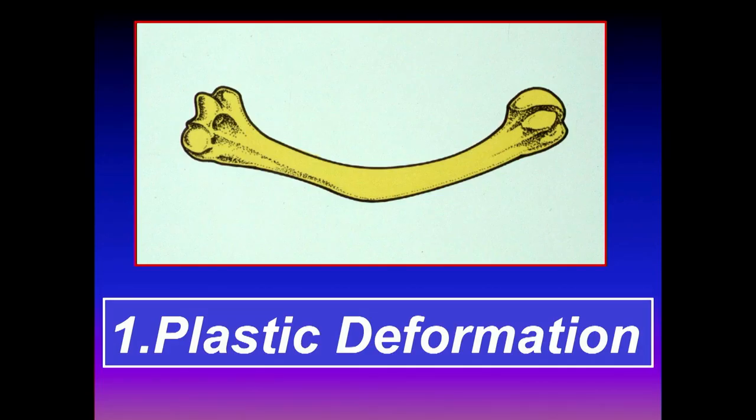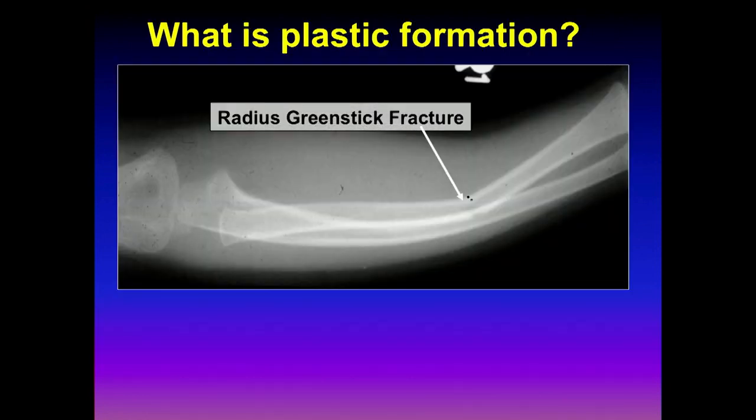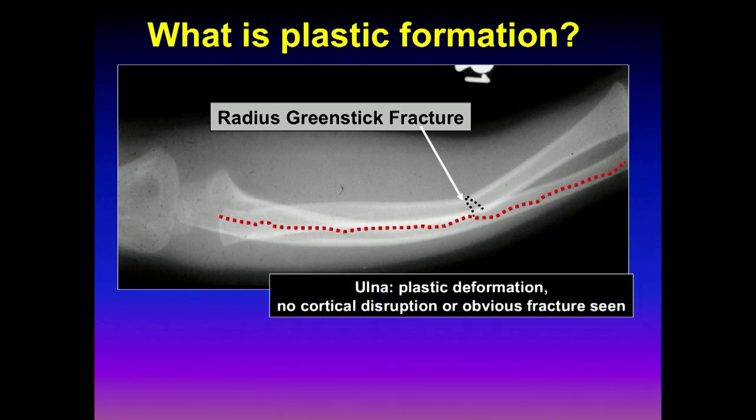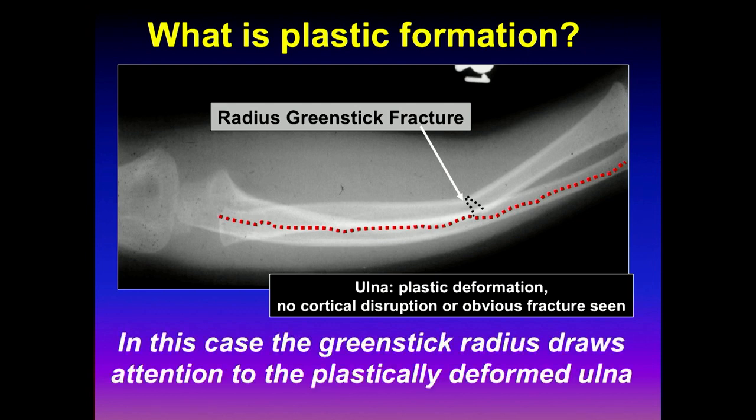It's bent. With plastic deformation, you have a failure of the internal structure. So it is a fracture, but it's a fracture of the bone units internally, while the cortex remains intact. This one has a radius green stick fracture, but here we have plastic deformation. We don't have cortical disruption and obvious fracture seen. And often, unfortunately, in the emergency room and so forth, this is not appreciated. So the green stick fracture draws attention to the plastically deformed ulna.